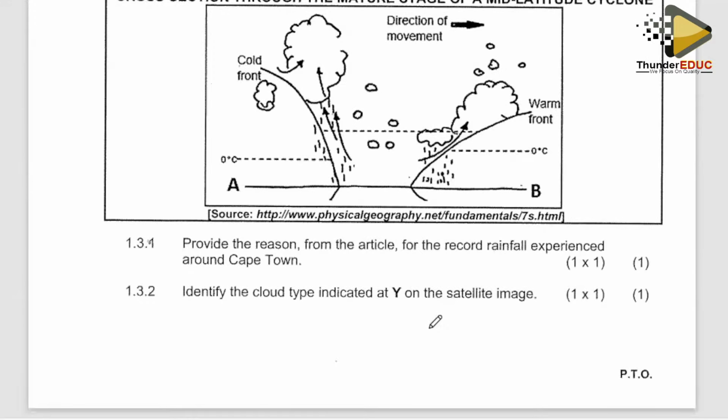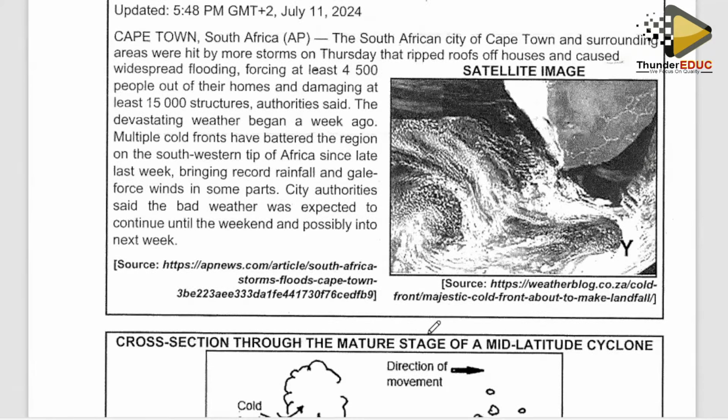Right. Provide the reason from the article for the record rainfall experienced around Cape Town. What is the reason from the article for the record rainfall which was experienced? What caused the record rainfall? That's the question. If you come to our source here, to our infographic, our answer, we find it here.